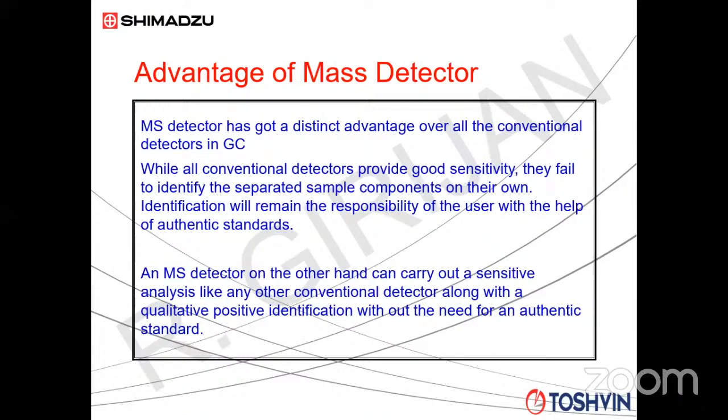So in the case of GCMS also, or MSMS also, if you are going to do a quantitative analysis, you require standards because we have to construct a calibration curve. But if our aim is only a qualitative identification, then you don't require standards. So it's a very, very important point to keep in mind.